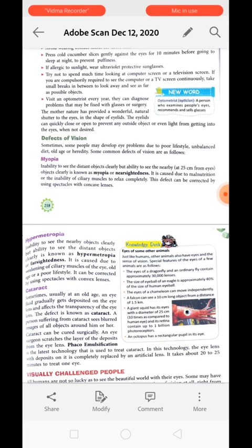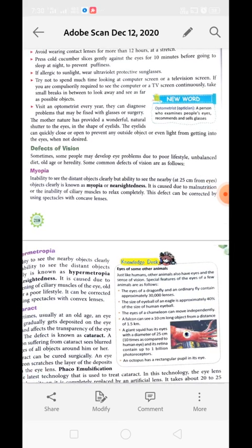Okay, first is myopia. It is the inability to see distant objects clearly. A person suffering from myopia is not able to see objects kept at a distance, but the ability to see near objects is okay. They will never be able to see clearly an object kept at a very far distance, but they will be able to read or see the object when it is kept at 25 centimeter from the eyes.